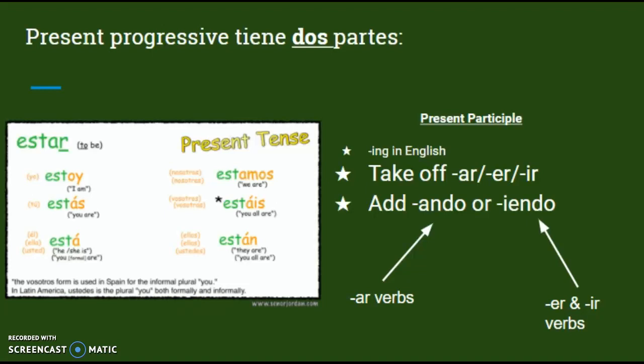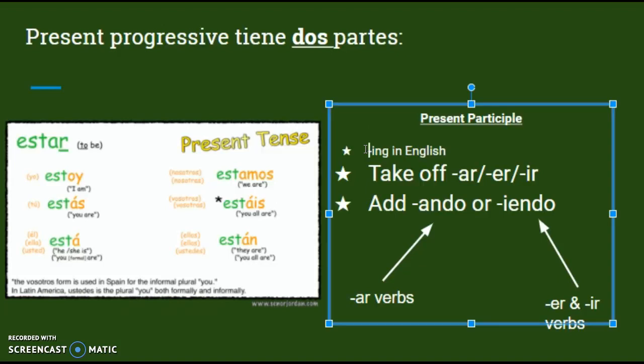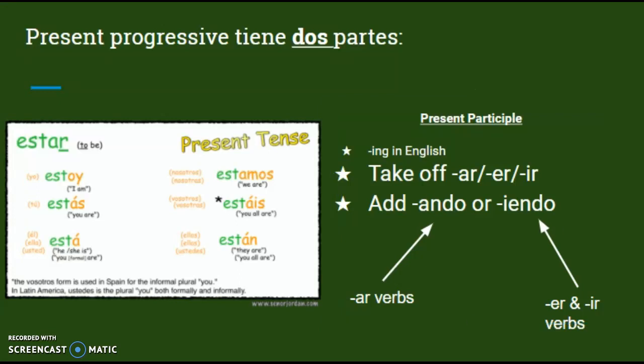So we're going to focus more on how to conjugate in this tense. So once again, we have the verb estar. Remember to put all those accent marks, which you should know by now. And then we'll have our present participle, which is like our ing type of word in English. So how you get that, you take off the ar, er, ir off of your verb, and then you add either ando or yendo, depending if it's an ar verb versus an er and ir verb. So this is the most important thing that you'd want in your notes right now.